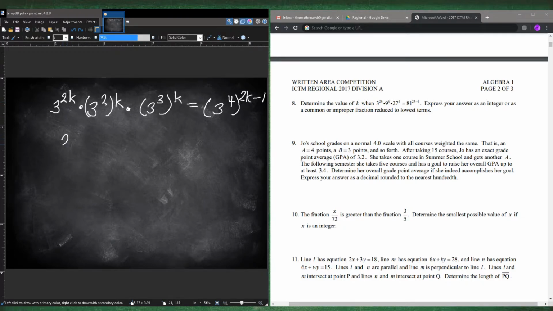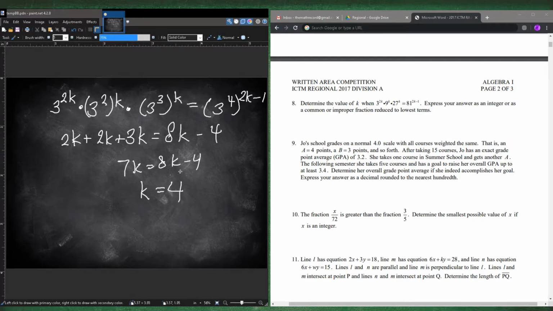So it'll be this 2k plus this 2k plus this 3k. And that's equal to 4 times the 2k, which is 8k, and then 4 times the negative 1, which is negative 4. So this is 7k is equal to 8k minus 4. So we know k is equal to 4. And that's your answer for number 8. Basically just that simple.